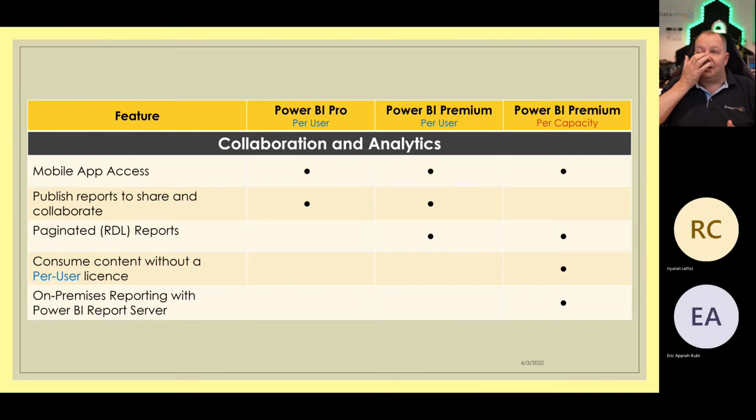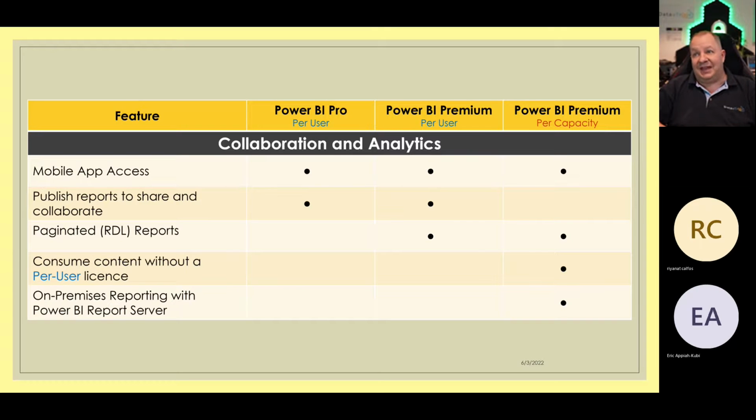First off, let's look at the core collaboration and analytics capabilities of Power BI, because that's one of the key things Power BI offers us. It offers us mobile access. We have our mobile phones and services that we can use. You can see here for the Pro, the Premium per user, and the capacity, everyone has access. The little dot means that yes, it's available.